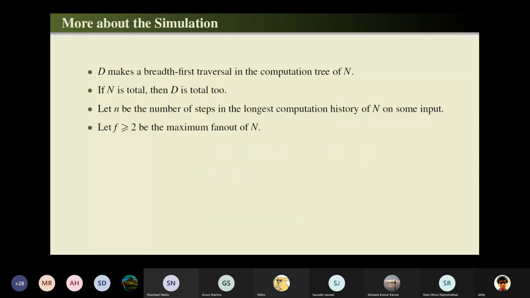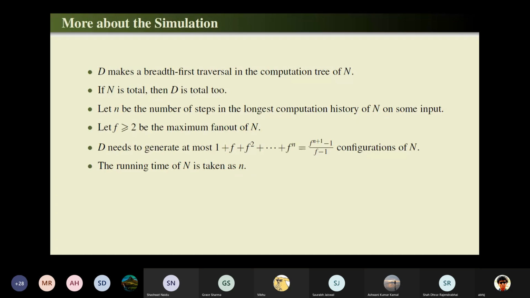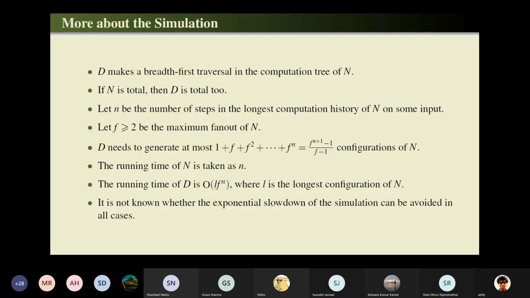Okay. So BFS traversal, yeah. These computations are important. So D makes a breadth first traversal in the computation tree of N. If N is total, that means it does not have any infinite computation histories. That means the tree is finite. So if N is a total Turing machine, the simulating machine is also a total Turing machine because it has only a finite tree to explore. It will eventually stop, when all the nodes in that tree are explored.